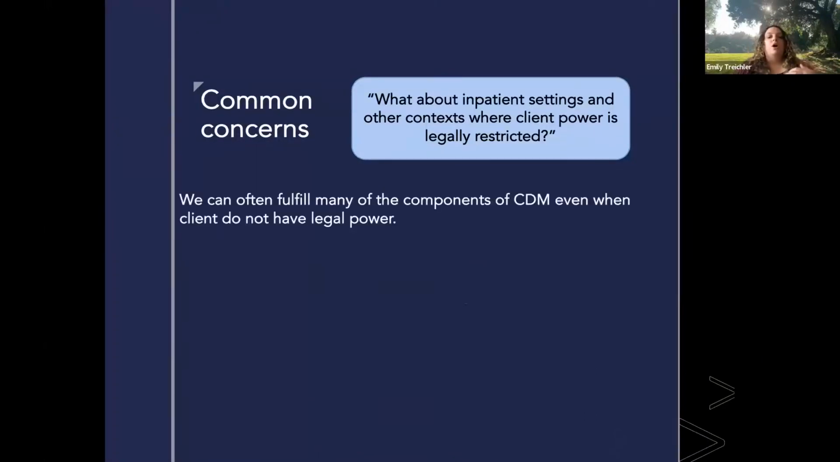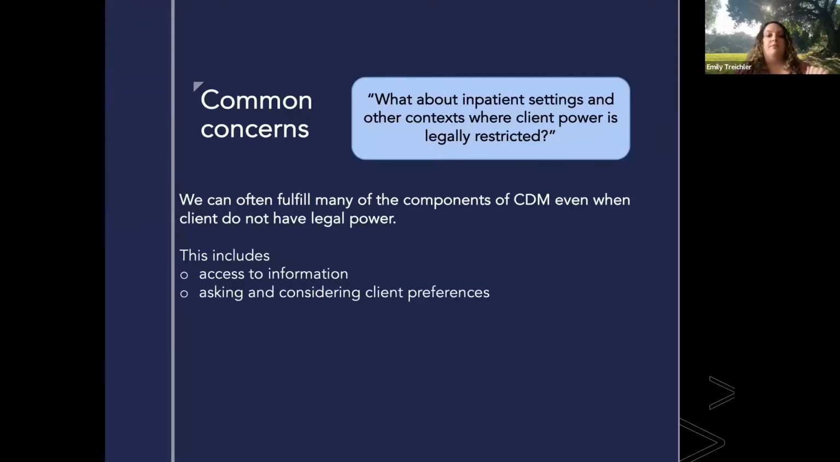And then we often are able to fulfill many of the individual components of collaborative decision-making, even when clients don't have legal power. So I do want to separate out legal power from the power that we facilitate during this decision-making process. So we can still provide access to information. Here's what's happening. Here's why it's happening. Here's the timeline for that. Here's where you can get more resources.